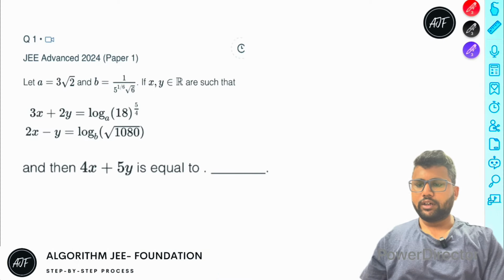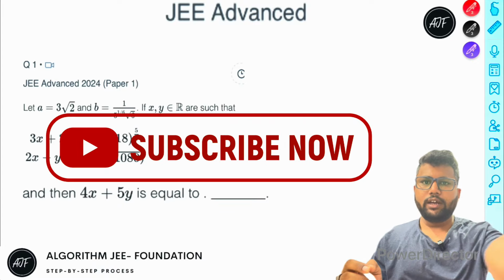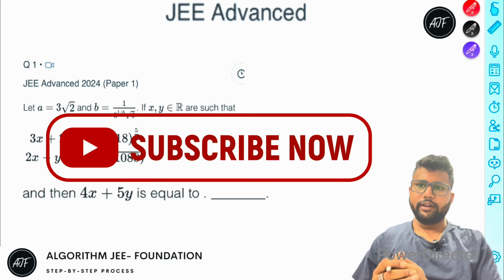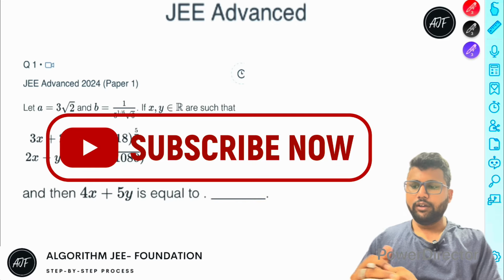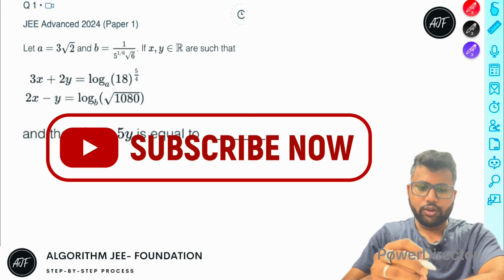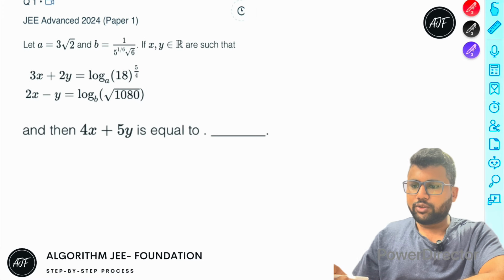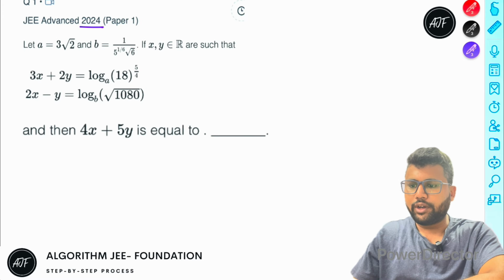Today we will discuss advanced problems based on logarithms. The logarithm chapter, with its basics and identities, is already completed. So now we start some advanced problems based on logarithms. Now see, a question is given, a 2024 advanced question.